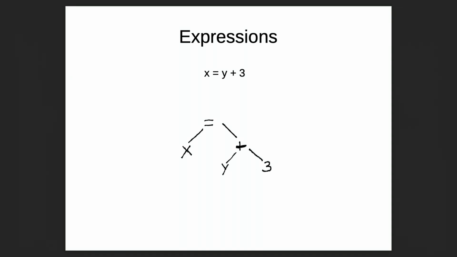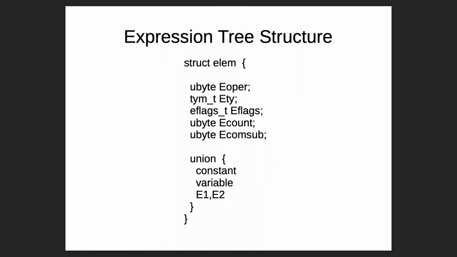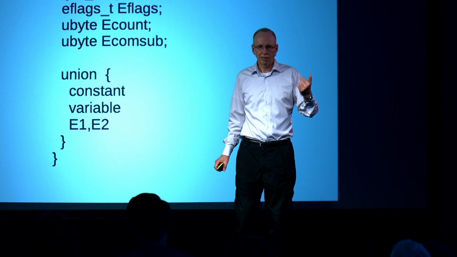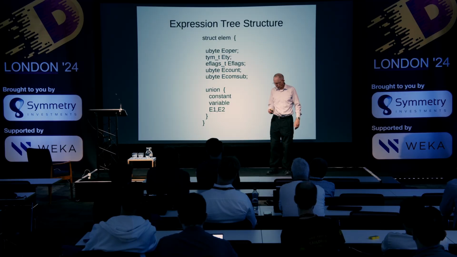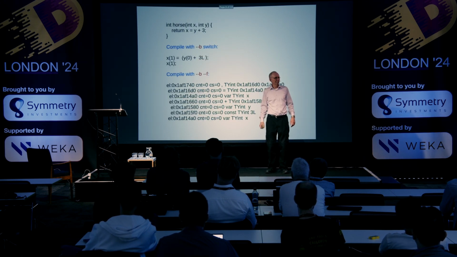The compiler generates this intermediate code. In the expression tree structure, you'll see you have the discriminator, which is which operator node it is. And then the data type flags for various things. Ecount and ecomsub are for common subexpression tracking, which we'll get into later. And then it's a union of 3 things, because you can represent 3 things in the element tree: a constant, a variable, or another tree. And also the trees can be binary or unary. So that looks simple enough, right? Anybody can figure that out.